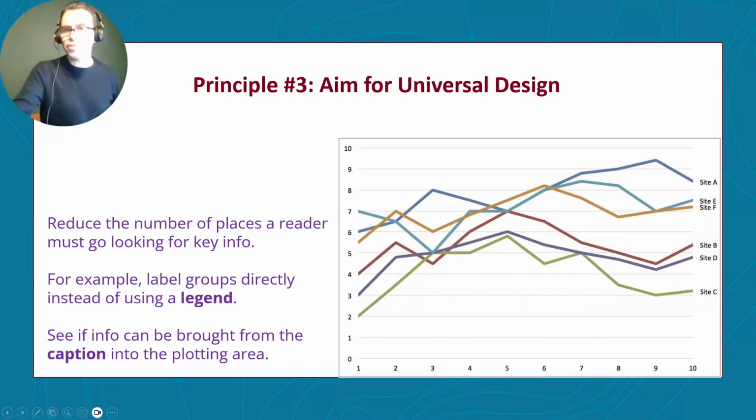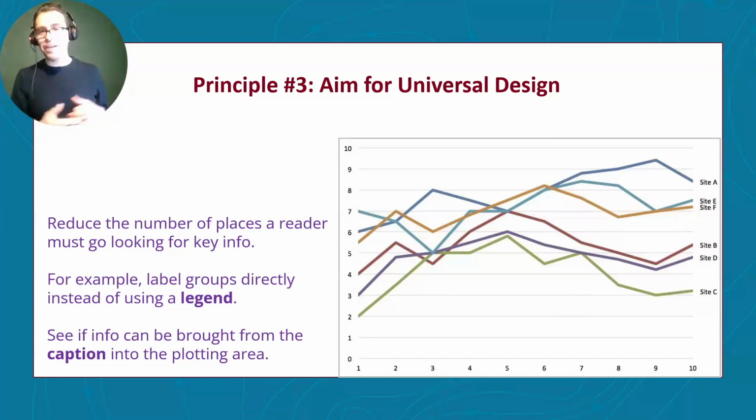You should also help your reader find the information that they are looking for more easily if you can. So, if you can sort the groups in a figure alphabetically or from highest mean to lowest mean, for example, that's another way that you can decrease cognitive load.